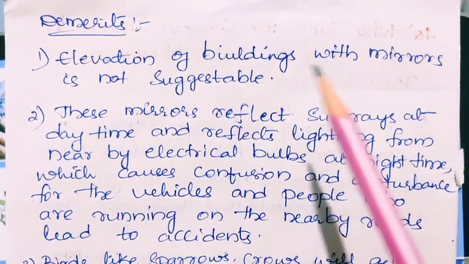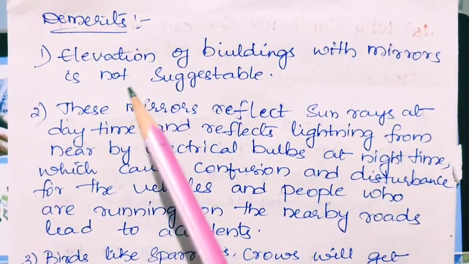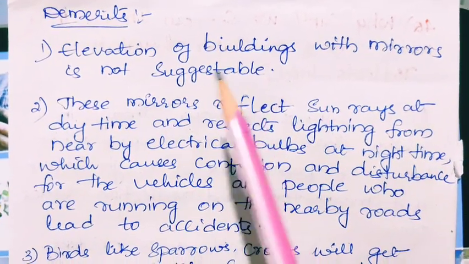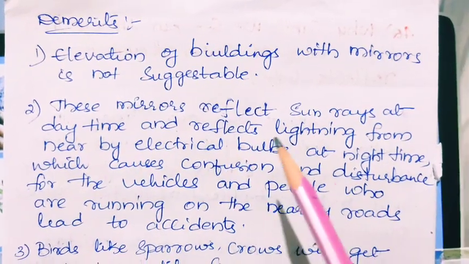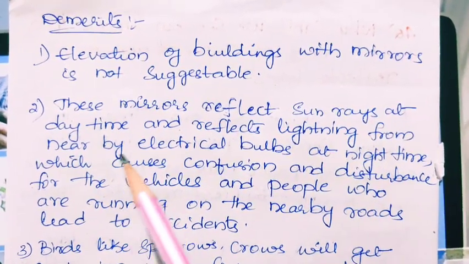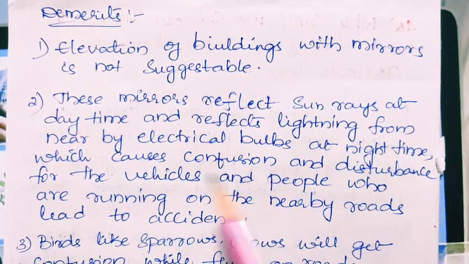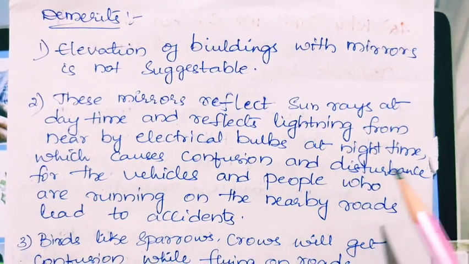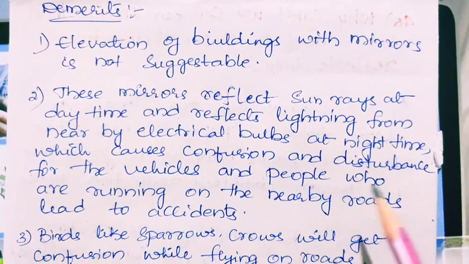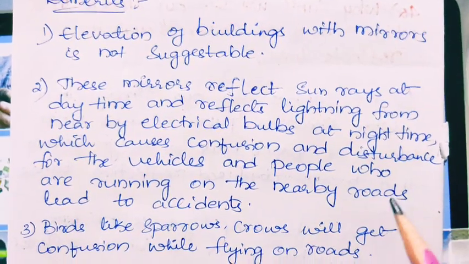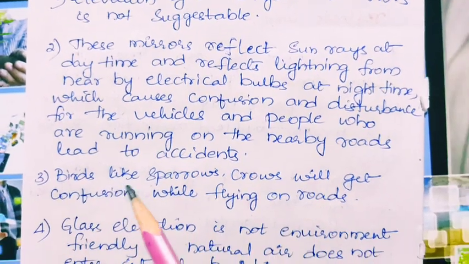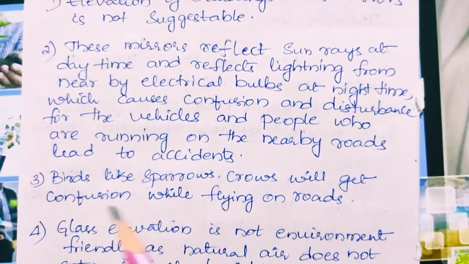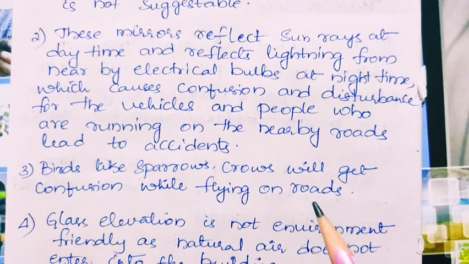Elevation of buildings with mirrors is not advisable. These mirrors reflect sun rays at daytime and reflect light from nearby electrical bulbs at nighttime, which causes confusion and disturbance for the vehicles and people on the nearby roads. It leads to accidents. The third point is, birds like sparrows and crows will get confused while flying near roads.